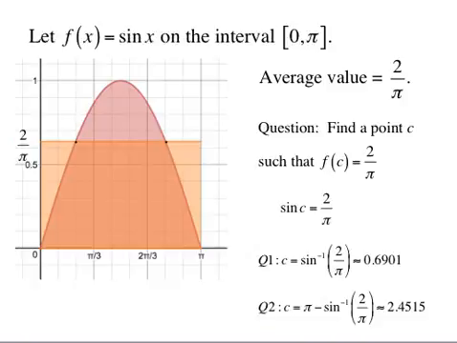So the mean value theorem for integrals tells us we have at least one c in the interval, such that f of c is the average value of the function. In this example, we found 2, which is fine.